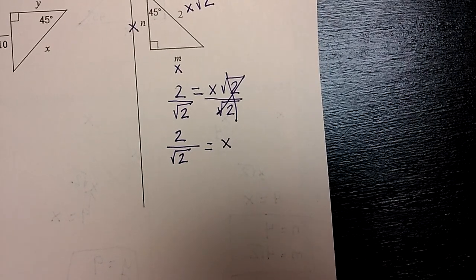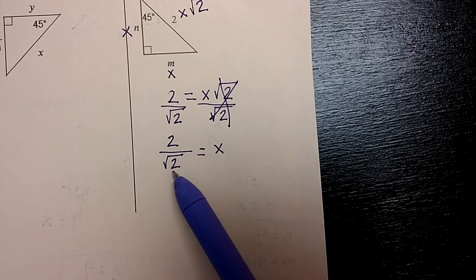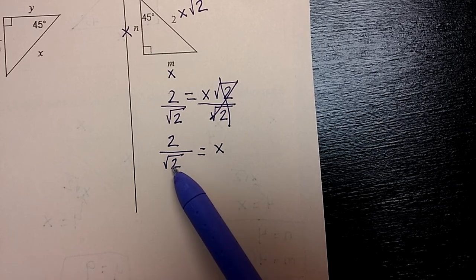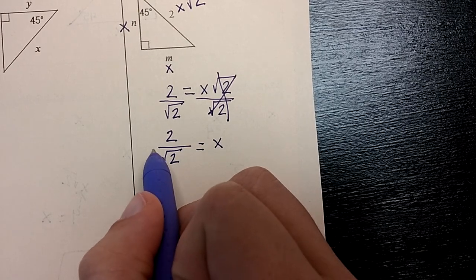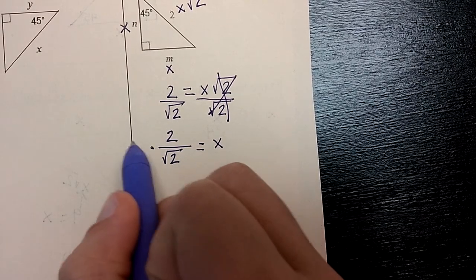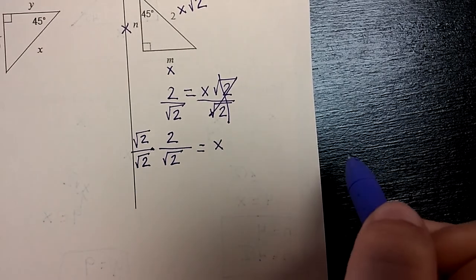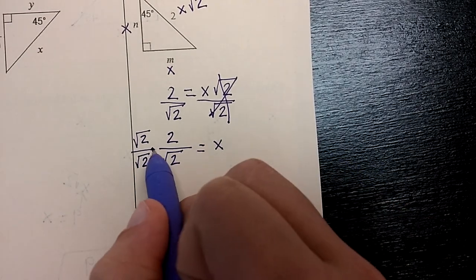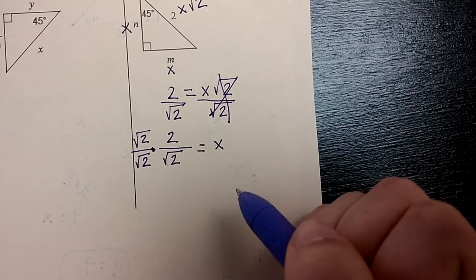Now I cannot leave that because, as we just learned, you cannot be finished and have a radical on the bottom of a fraction. A radical cannot be in the denominator. So remember we learned to rationalize. And to rationalize, we multiply the top and bottom by whatever that radical on the bottom is. So in this case, the radical on the bottom is root 2, so I'm going to multiply by root 2 over root 2.